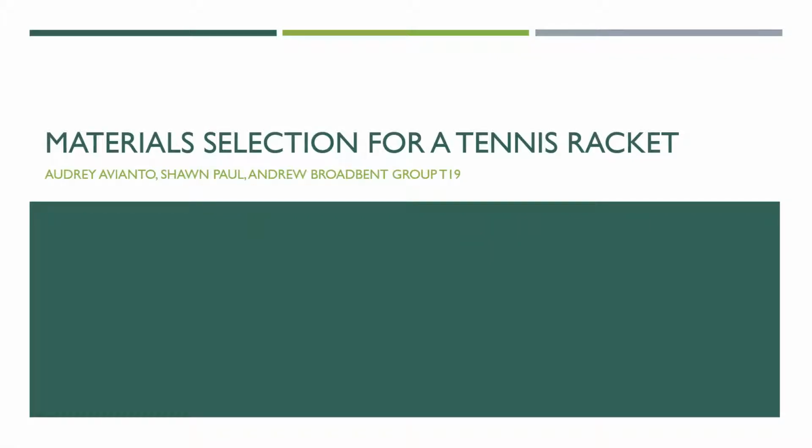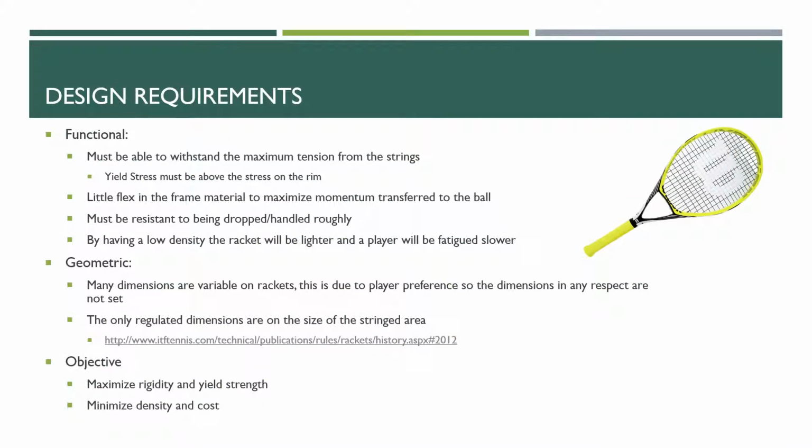So, for the material selection project, T19 got a tennis racket. Generally, the tennis racket is going to be under stress mainly from the strings. So in order to function well, it's going to have to withstand the maximum tension from the strings, not only while it's being strung and tensioned, but also when it's being hit by a tennis ball or whatnot. So functionally, the yield stress must be able to allow the material to withstand all these forces on it and not allow deformation of the material.